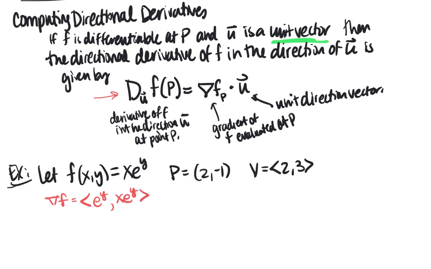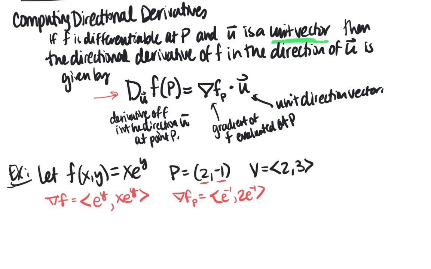Okay, then if I took the gradient of f evaluated at the point P, I'm going to plug in these points for x and y. So I will have e to the minus 1, and then I'll have 2e to the minus 1. So that's my gradient of f evaluated at point P.